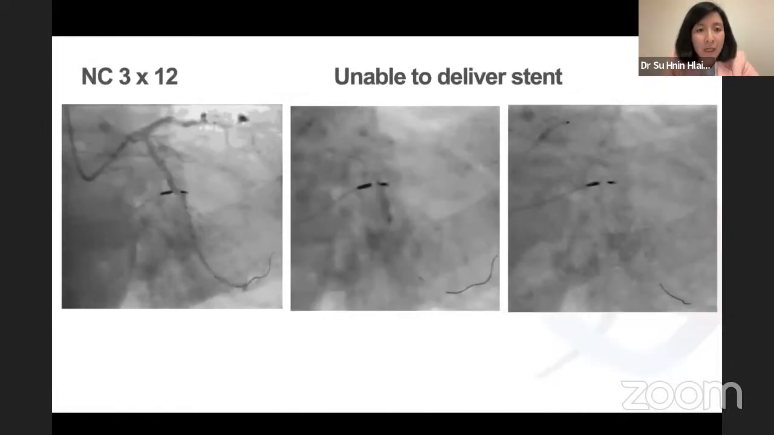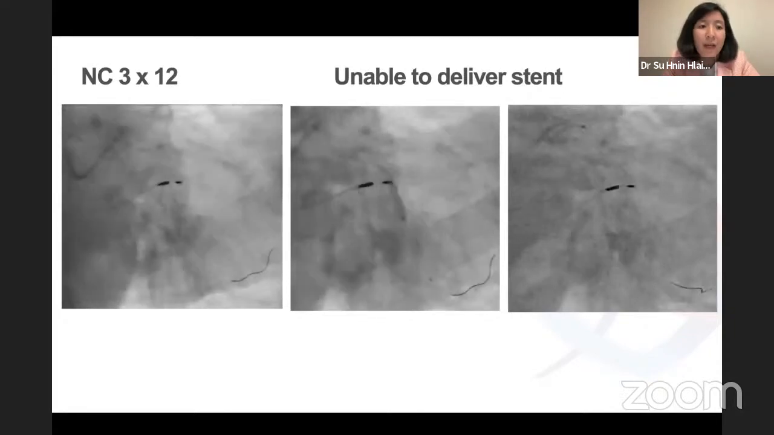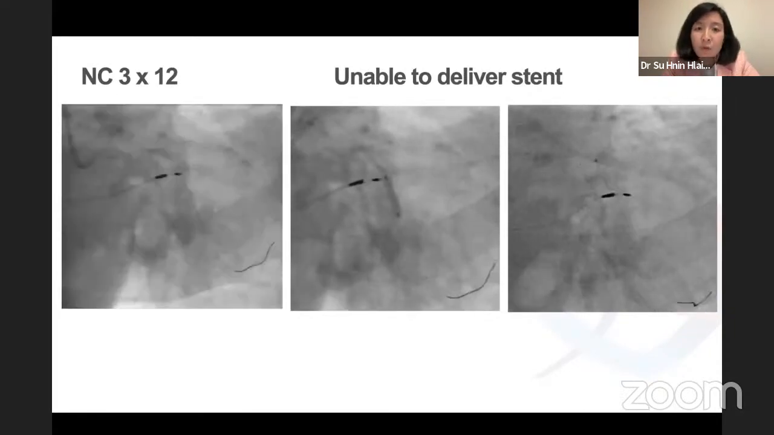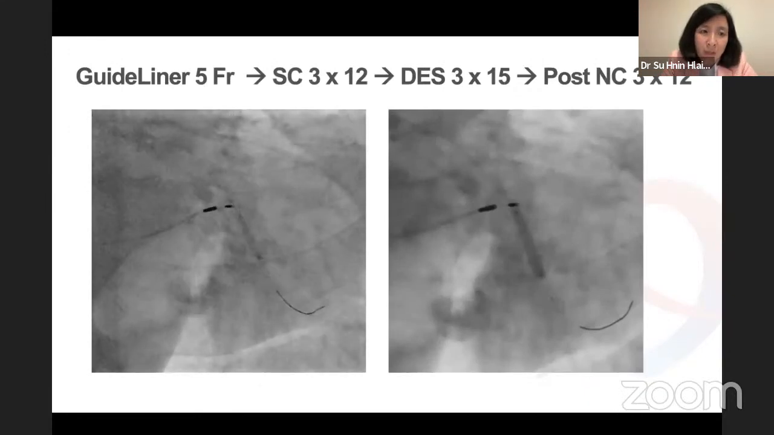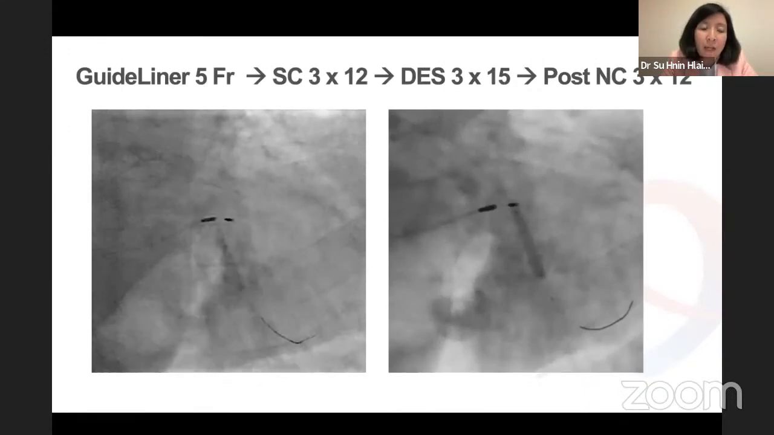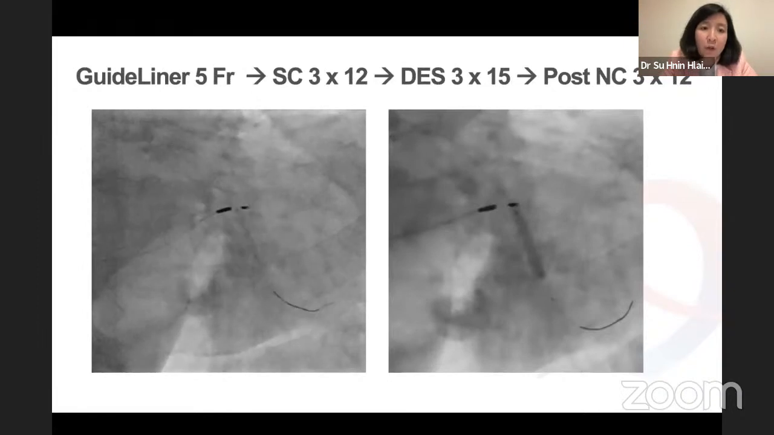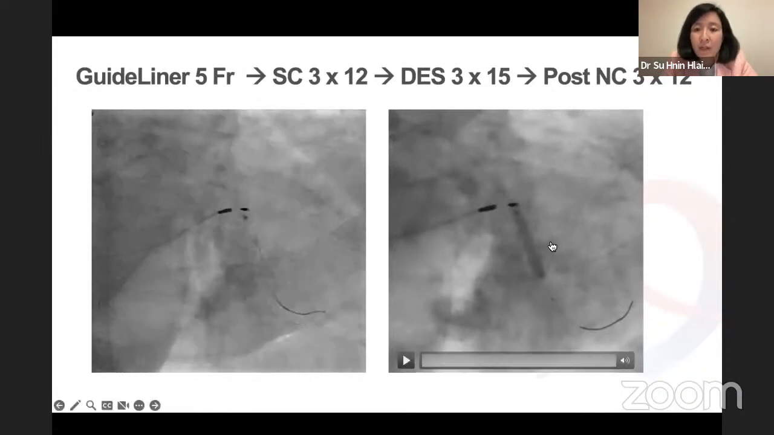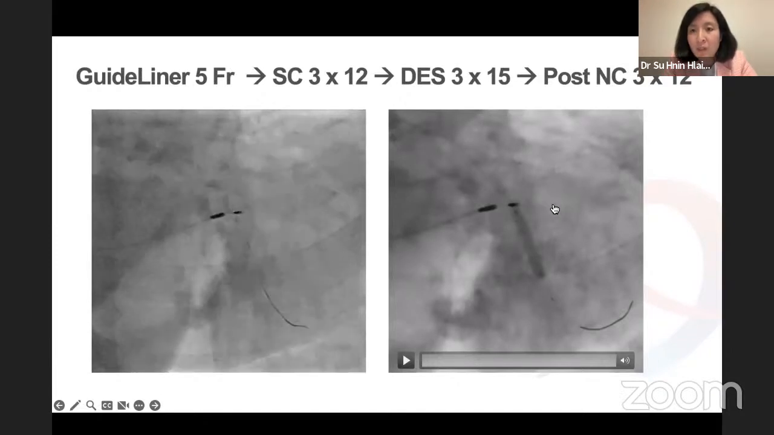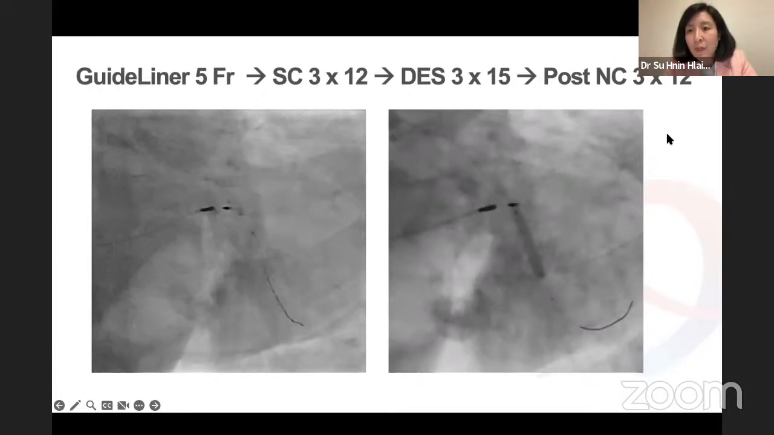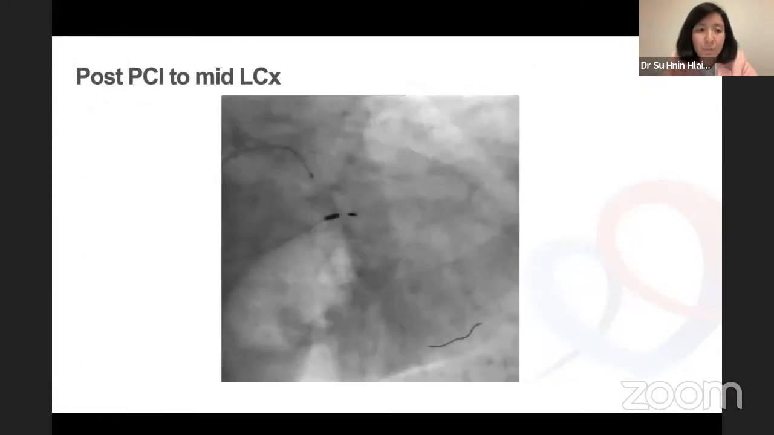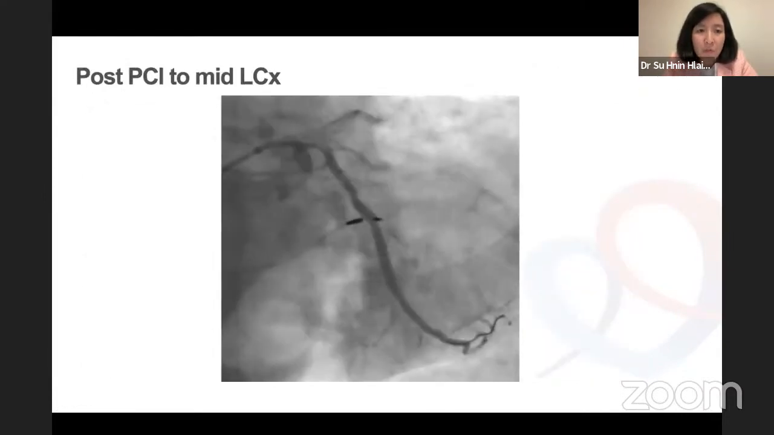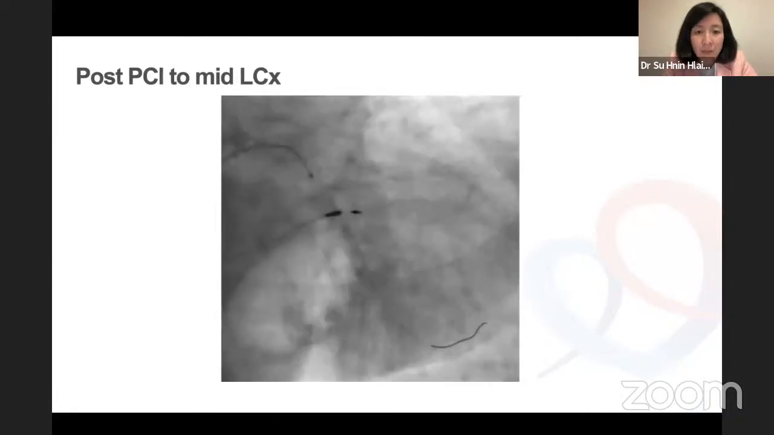And then pre-dilate with the 3x12 NC. And then again, we could not deliver the stent. So we used the GuideLiner 5 French and pre-dilate more with a semi-compliant balloon 3x12. And then after that, the 3x15 stent was deployed, and post-dilate with 3x12 NC, the high pressure. This is the post PCI to the mid-second flex.